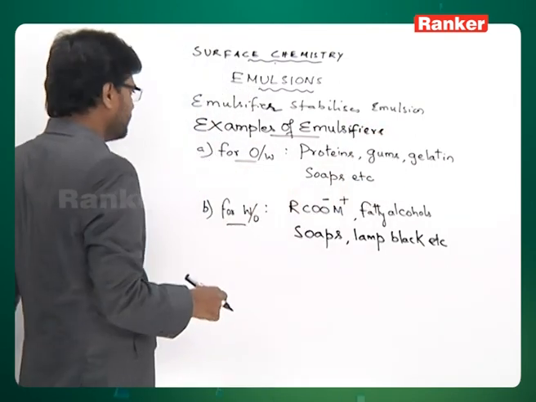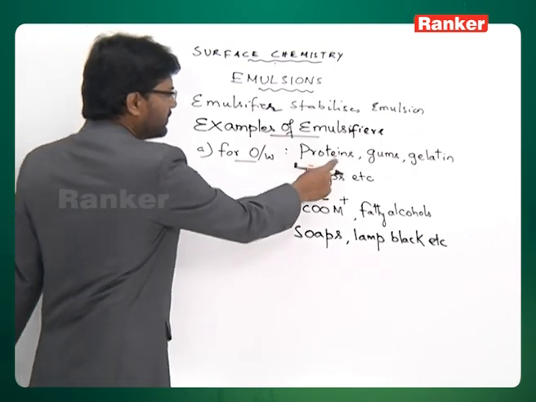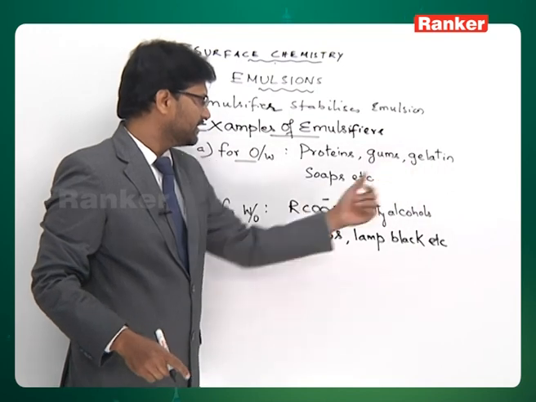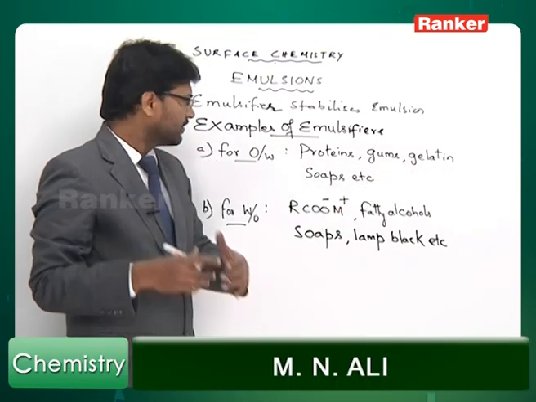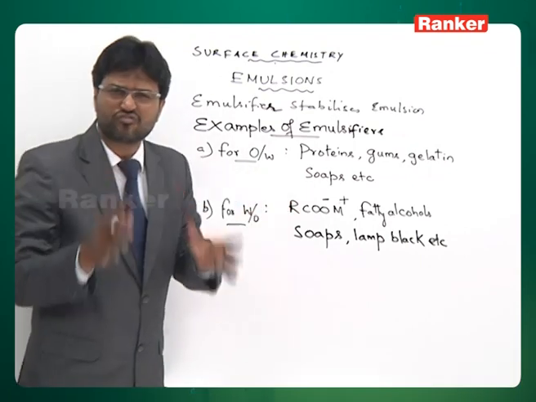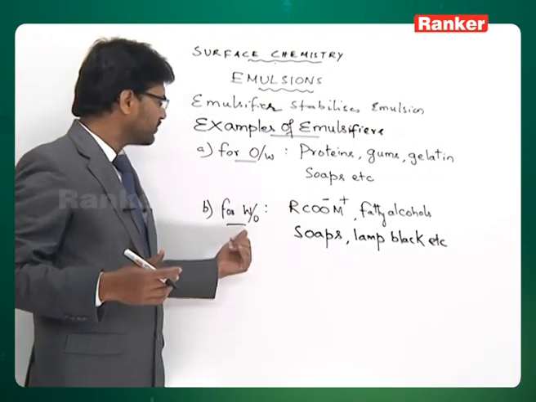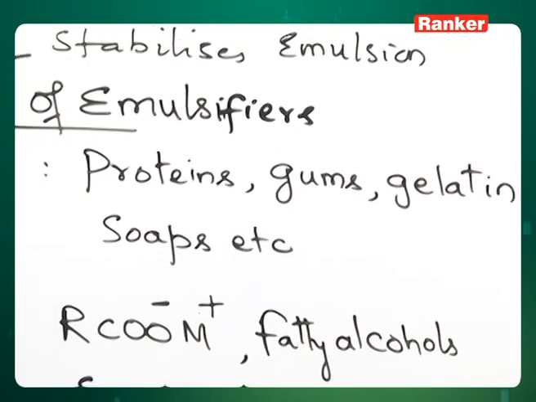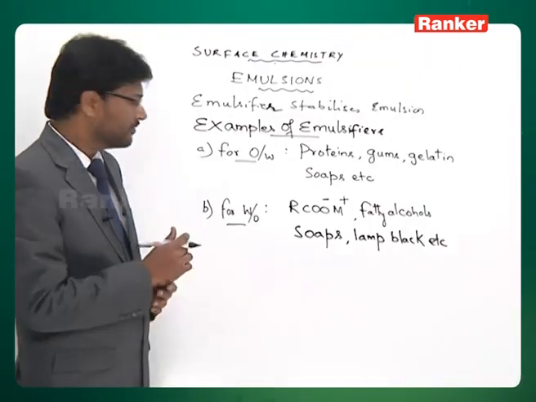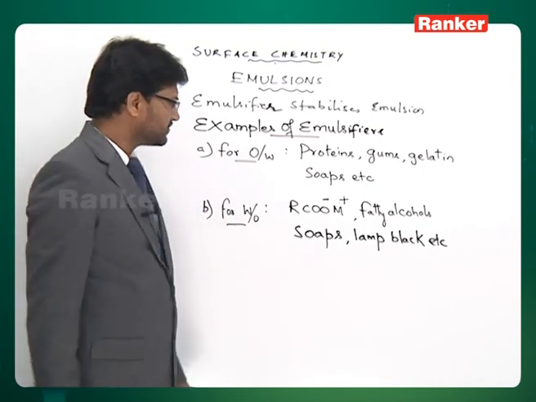For oil in water emulsion, you can use a small amount of protein or any gum or gelatin. Even soaps can also emulsify oil in water emulsion. For your information, soap can emulsify both types of emulsions. It can emulsify oil in water as well as water in oil emulsion. It can stabilize both types of emulsions.